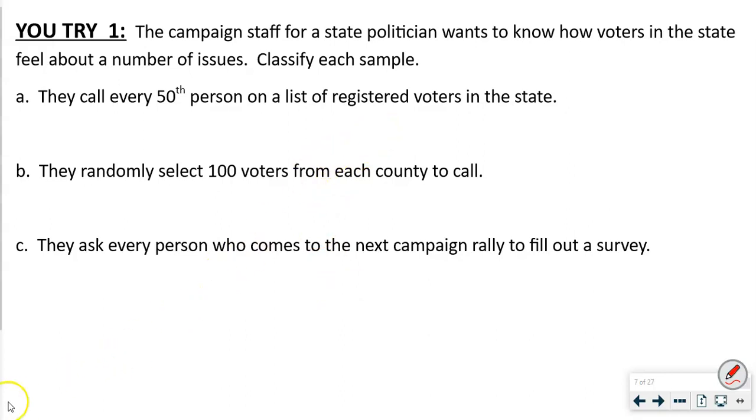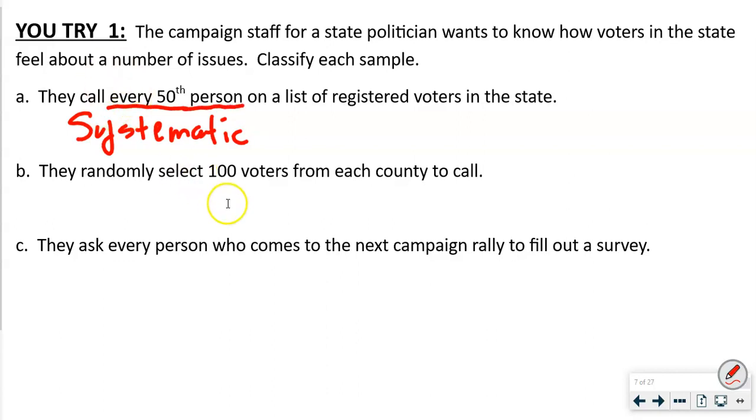So go ahead and pause the video. Everybody answer this question and come back to me. So this is going to be a systematic sample, okay? And why is it going to be a systematic sample? Because the definition here was members are chosen using a pattern such as every blank people, right? And this was every 50th person. Y'all see that right there? So that's how we know this is systematic.